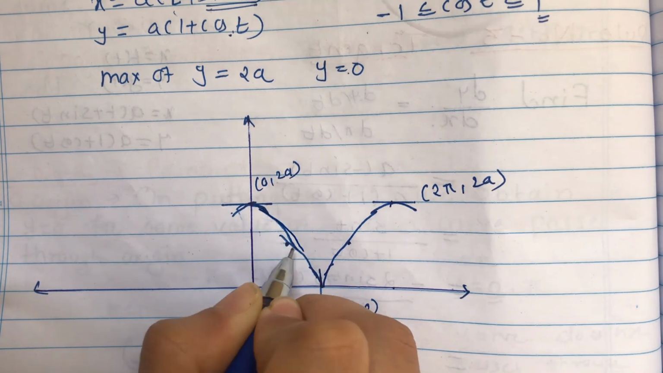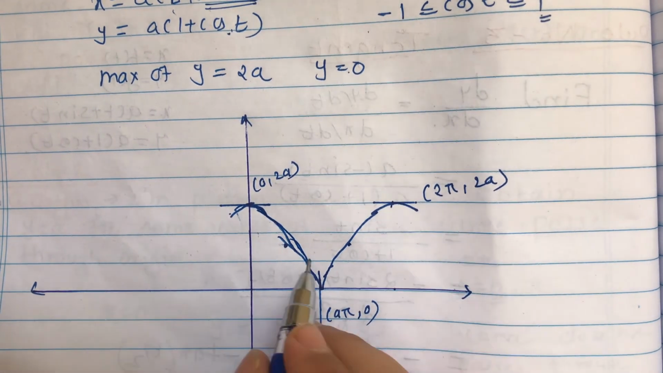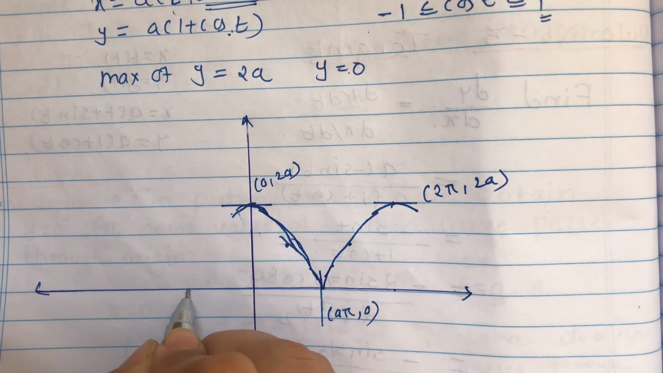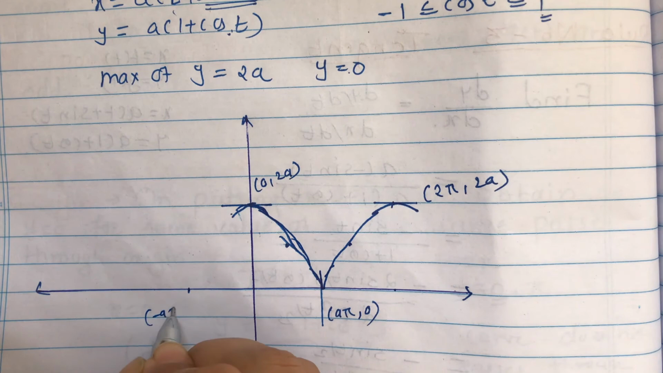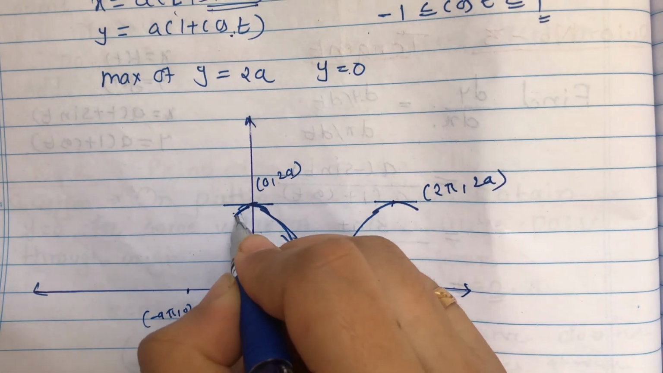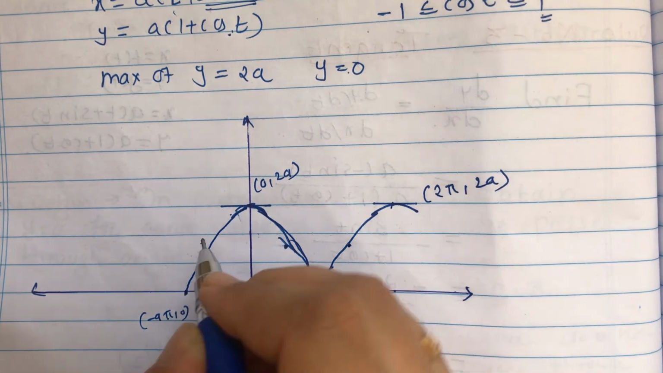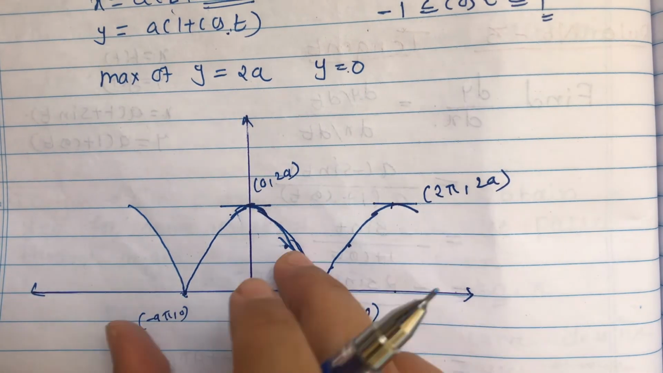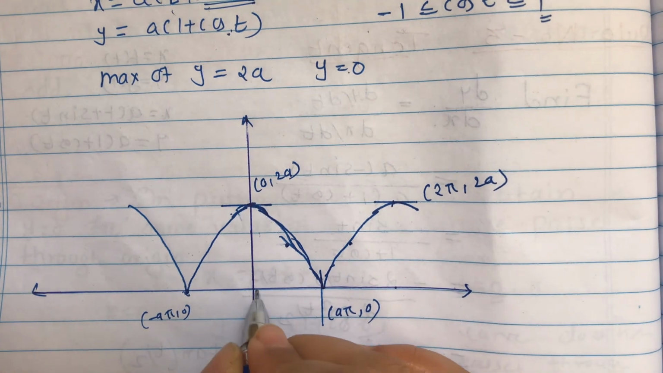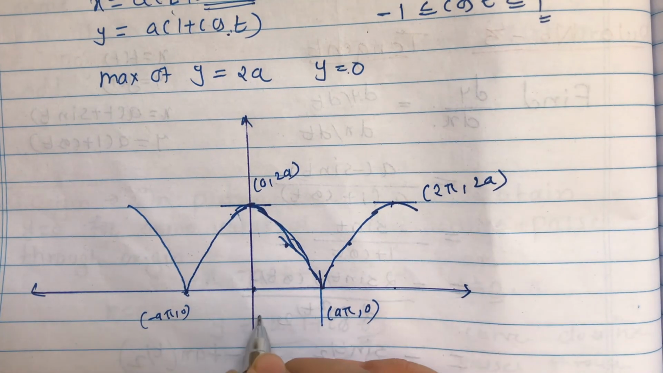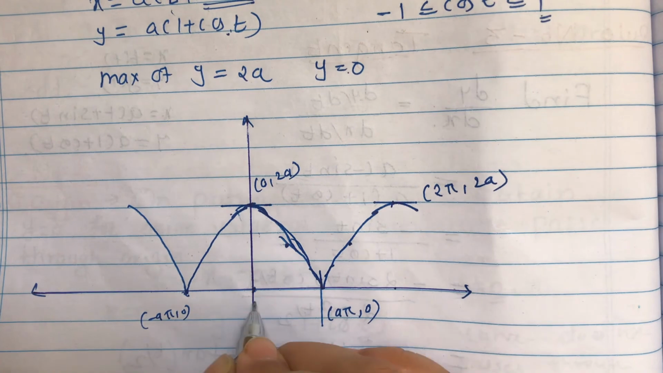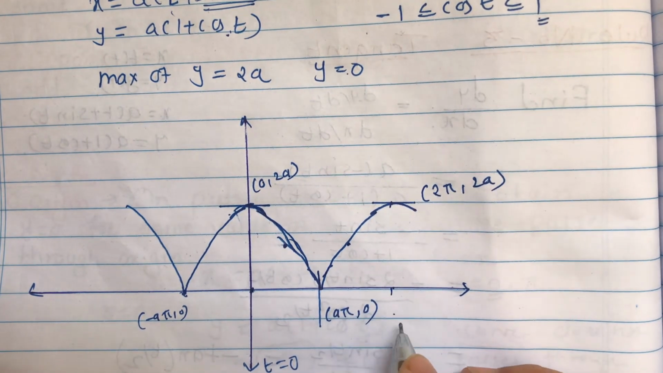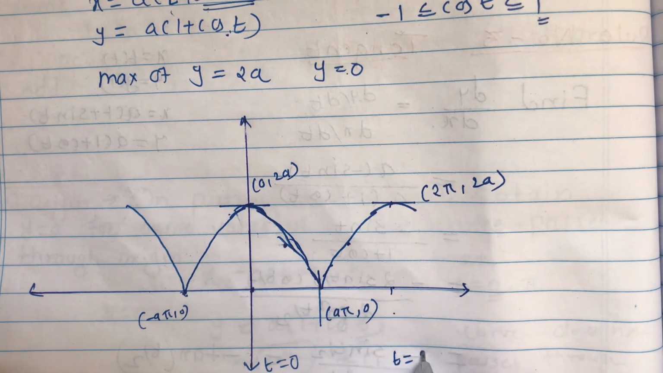Okay, so roughly we can draw like this, right? Now using symmetry, complete this. As it is a pi comma 0, we can plot minus a pi comma 0 and this, okay? So these are the values when t is equal to 0, okay? So t is equal to 0, point is 0 comma 2a, and this will be for 2 pi when t is equal to 2 pi.